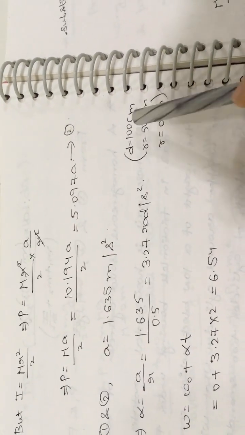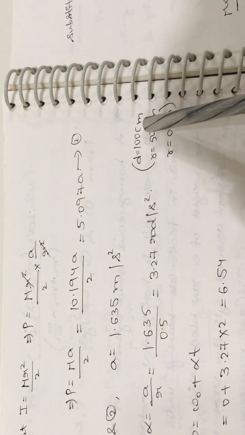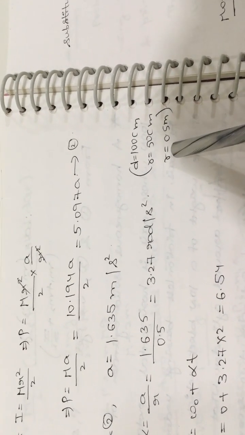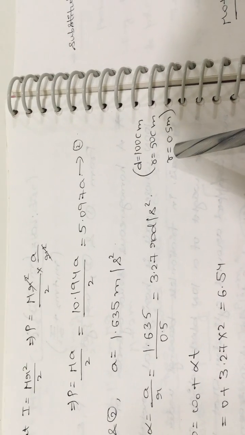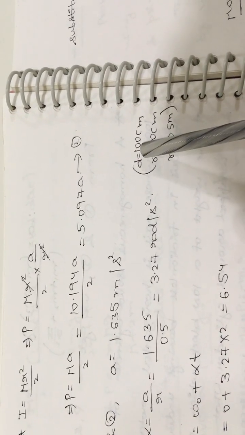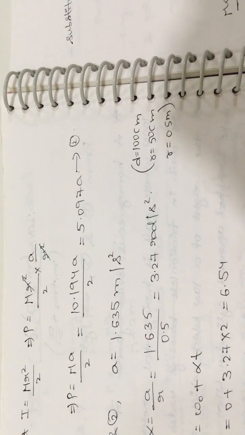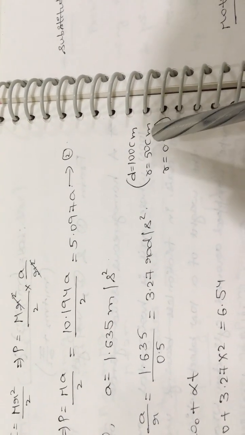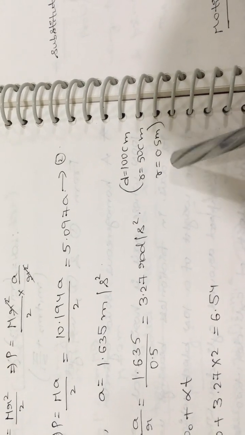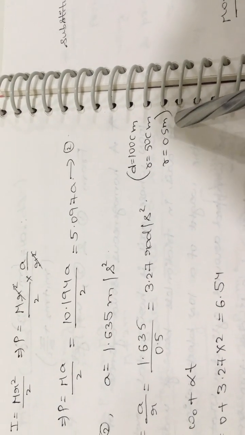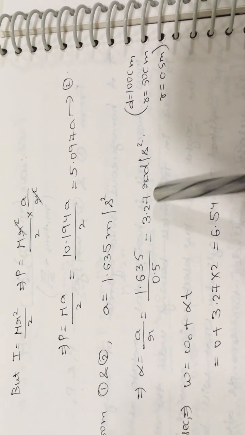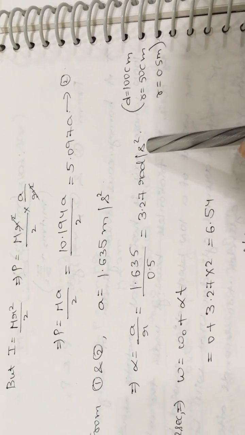Now the R value is 0.5 meter. In the question the diameter of the cylinder is given in centimeters, so we get the radius from the diameter formula, R is equal to D by 2. You will get 50 centimeters, and converting centimeters into meters, you get the R value as 0.5 meters. Substitute the R value in this formula and you will get the alpha value in radians per second square.